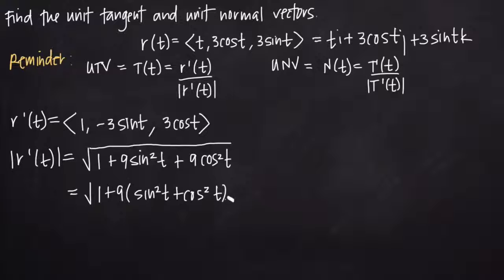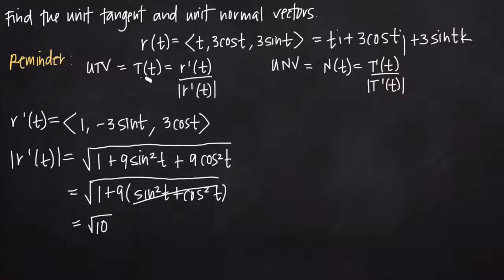And the reason we do that, hopefully you've realized by now, is because we know from the trigonometric identity that sine squared t plus cosine squared t is equal to 1. So we can substitute for this whole value just a value of 1. 9 times 1 gives us 9. So then we just have the square root of 1 plus 9, or the square root of 10.